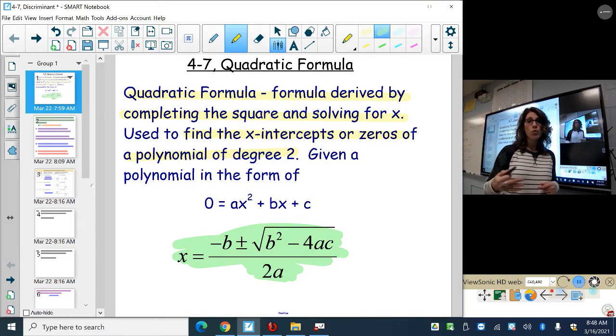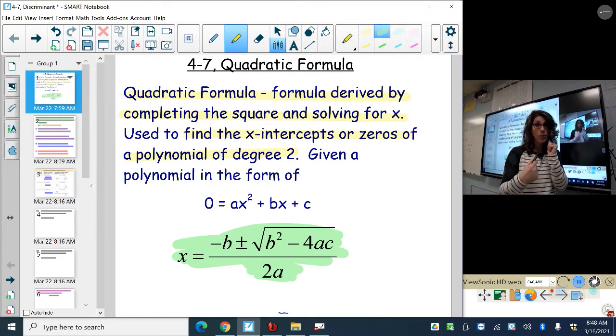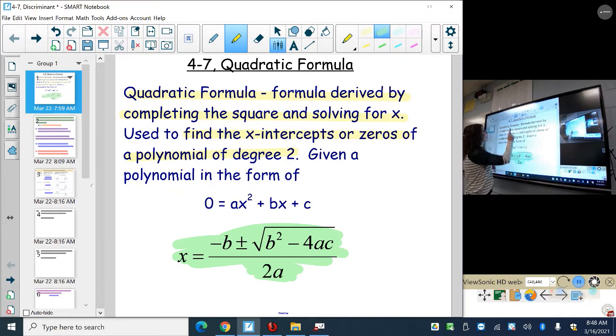Okay, so that's our quadratic formula, and the more you sing something, the more you remember it. So it's super important that you get that formula. Okay, in addition to that, we have 0 is equal to ax squared plus bx plus c. That is what you're going to use it on.